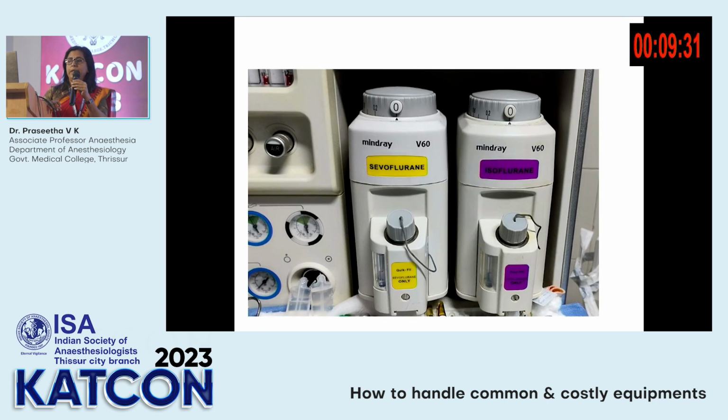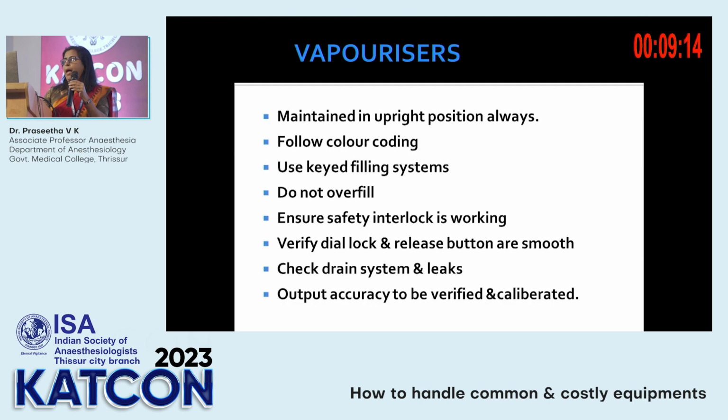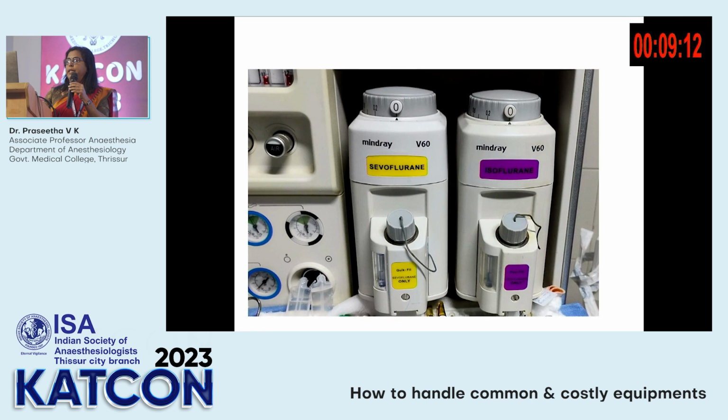And when you open the vaporizer, you can see a dial here and a release button. So you check that these things are working very smoothly. When you push the release button, you should be able to open the vaporizer by turning the dials easily. And you check for the drainage system, which is to drain the excess vaporizing agent.